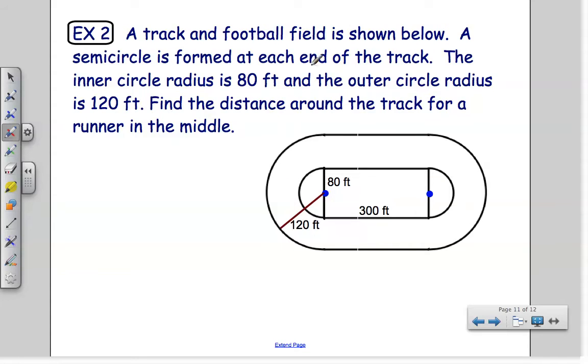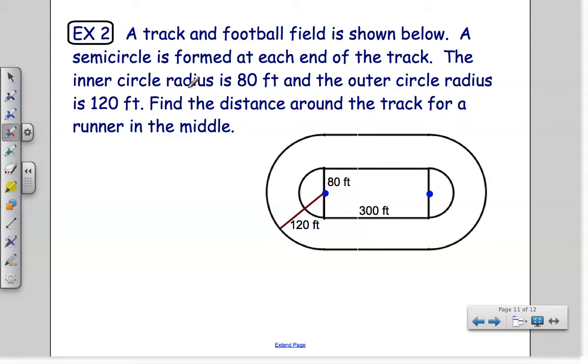A semicircle is formed at each end of the track. Well, that makes sense if you drew these lines. This is a semicircle, and if you drew these lines here, another semicircle, right? So it's like if you put these two together, you'd have a full circle there if you ignored this middle part.